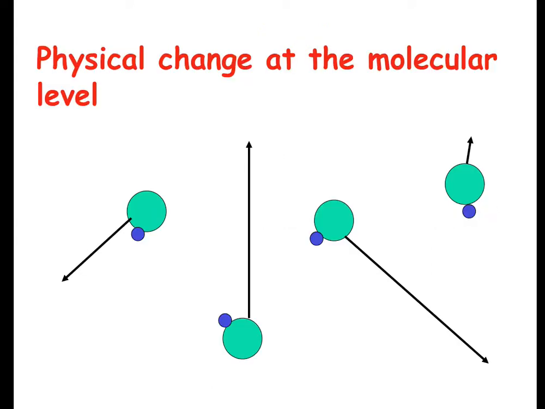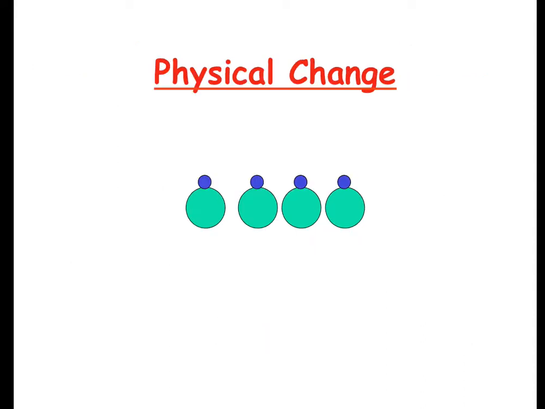We still have the same atoms here. It's just that they're moving around or we're changing their formation. So there are 4 different atoms here, possibly moving around or going in different directions, and you still have those atoms when you make those changes. So it's not changing them at the molecular level.